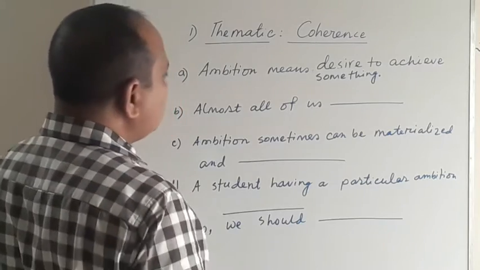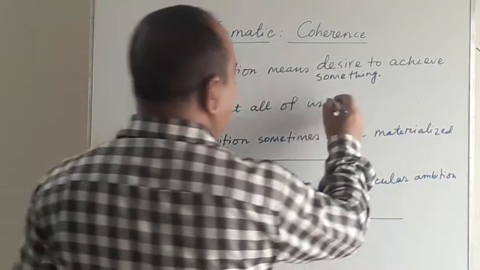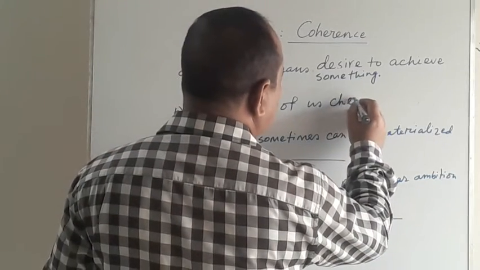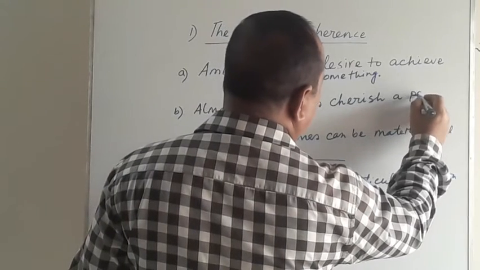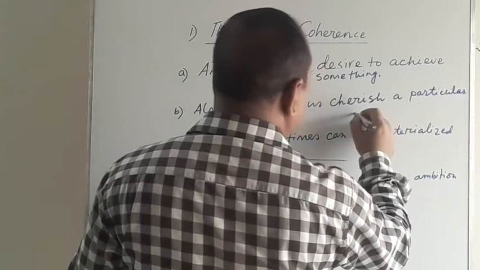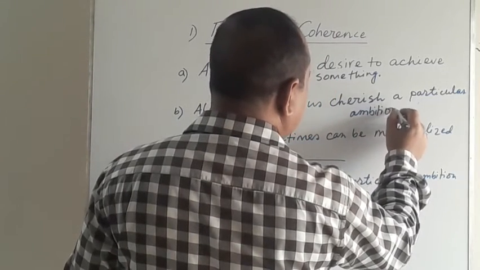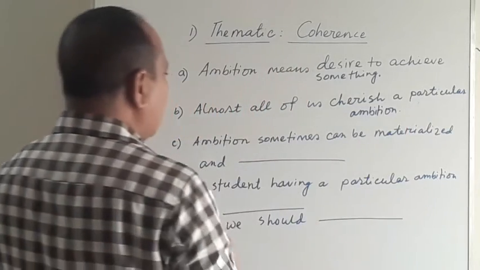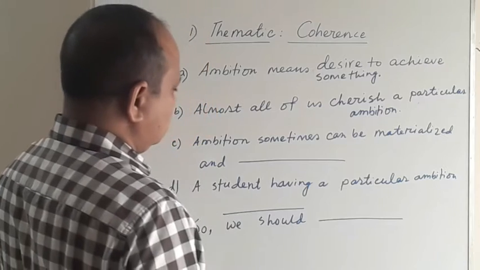Sentence B, almost all of us. So almost all of us, what do we do? Cherish a particular ambition. So look at the sentence. Almost all of us cherish a particular ambition.